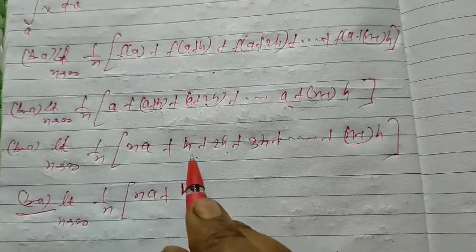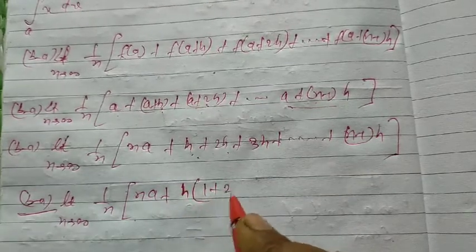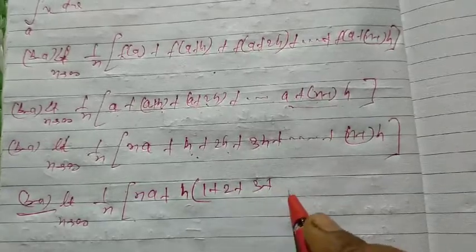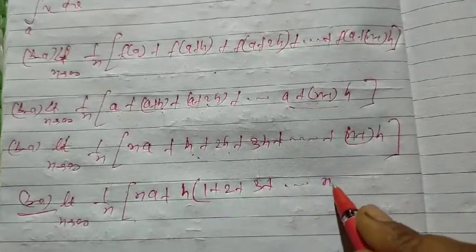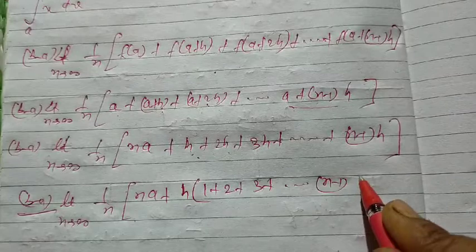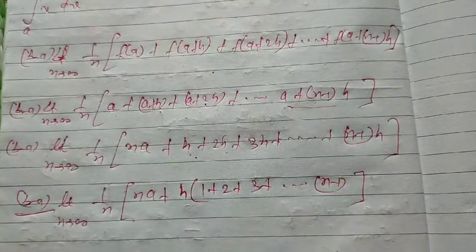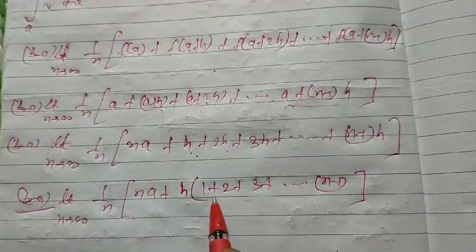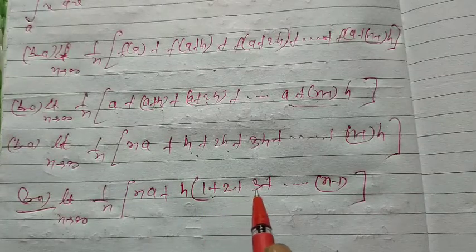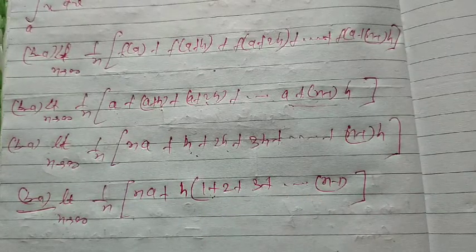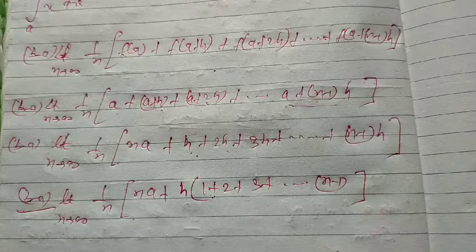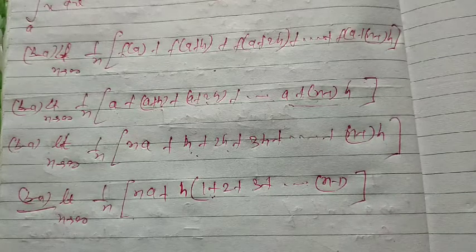Now see here, what is remaining? 1 plus 2 plus 3 plus, up to how many times? Up to n minus 1 times. Okay, now we know the formula for the sum of the series of n terms. Here n is n minus 1, no problem.